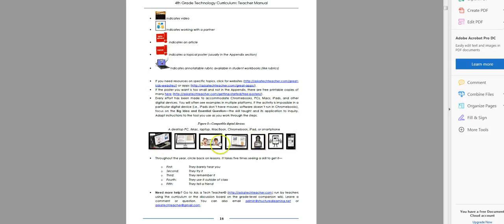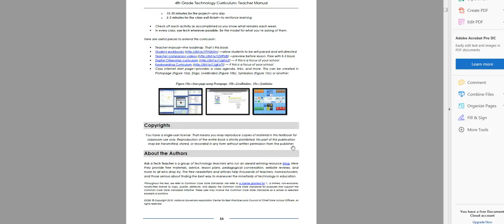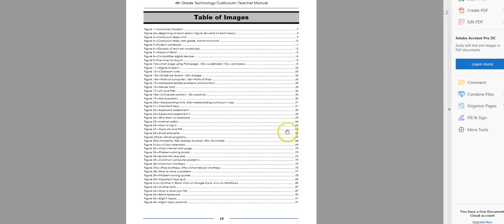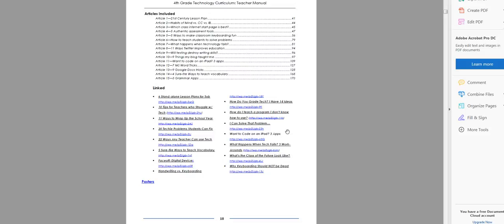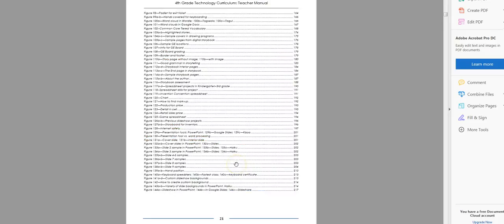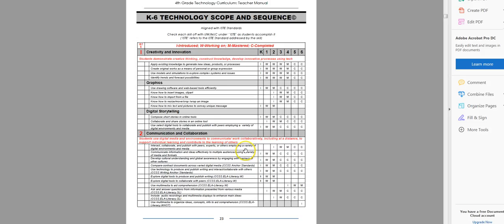PDFs can be used on any digital device, so just know that if you have problems with any of yours, your IT folks should be able to load it without any problem because it's a PDF. Typical lesson, here's the table of contents, articles, linked articles, posters, is that link there. They're at the back of the book. Table of images, lots of them, and then we have table of assessments, lots of assessments by fourth grade. And then the scope and sequence, here's fourth grade.